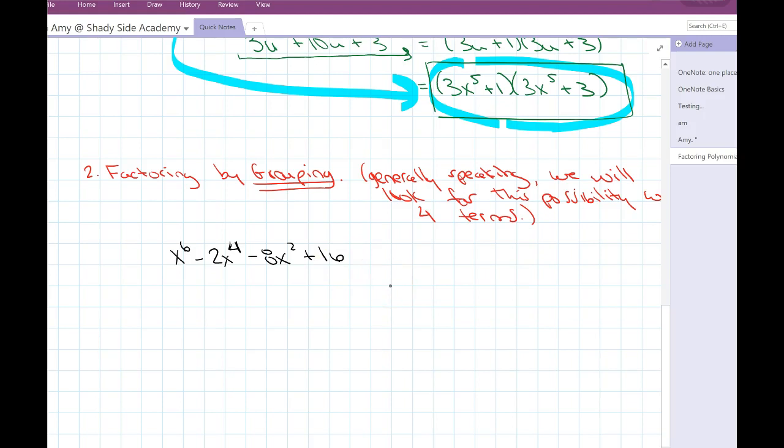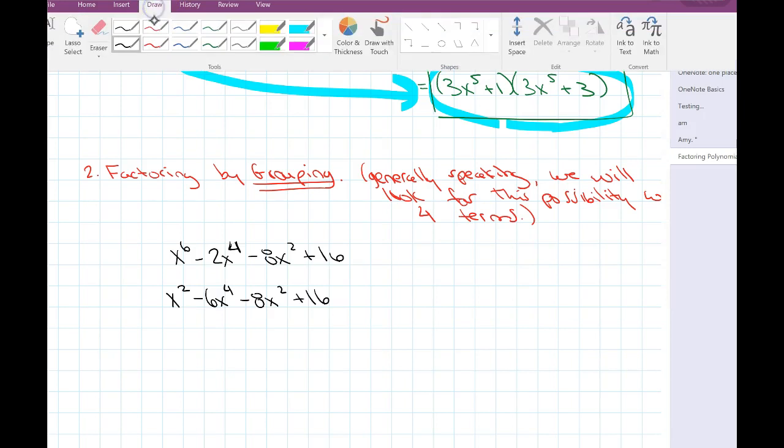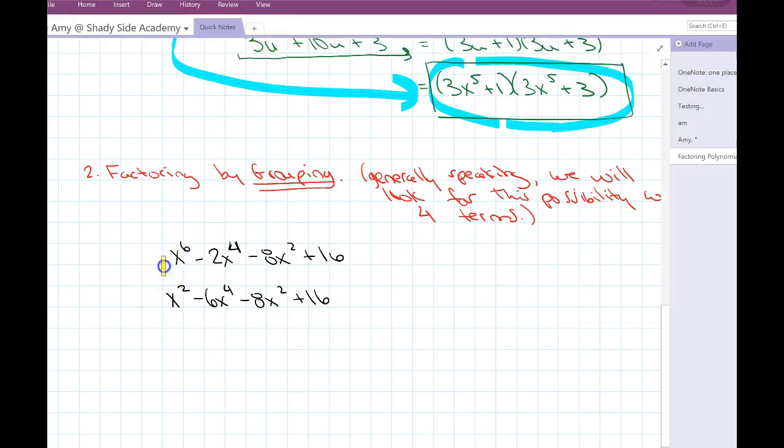Grouping involves the first step of grouping your polynomial, or I should say regrouping your polynomial. So I'm going to do this. I'm going to rewrite the expression, and I'm going to group it this way. Look what I'm going to do here. I'm going to group the first 2 terms, and I'm going to group the last 2 terms.